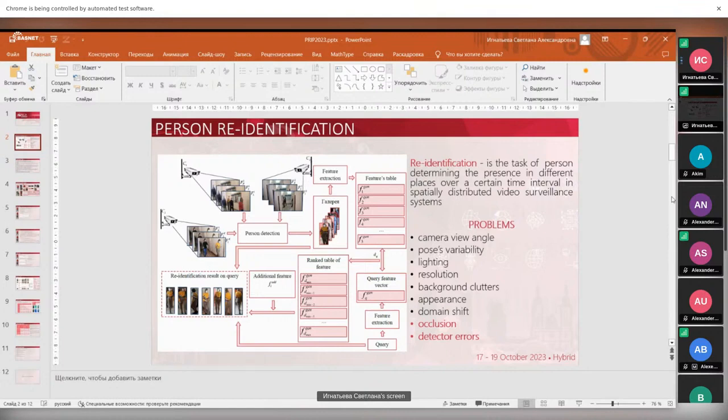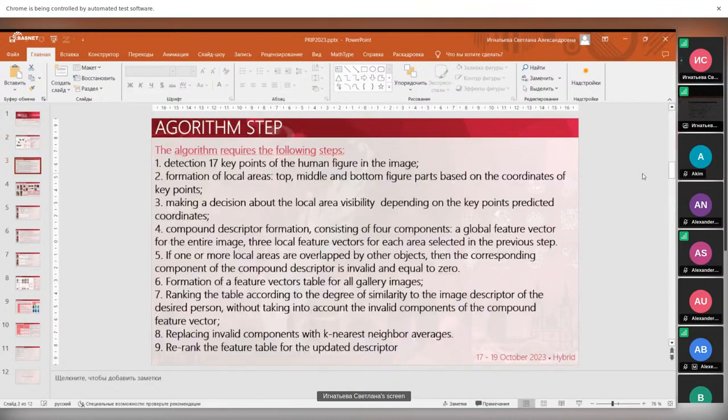Domain shift. This problem is due to the fact that video cameras can have similar resolutions but shoot at different times, with different degrees of illumination, and camera positions give different backgrounds. This is of great importance when working with datasets because each of them is a separate domain. Occlusions: persons in a video are moving and can often be obscured by other people or landscape elements. And detector errors: cases when a person is detected but is cropped. We propose an algorithm that aims to reduce the impact of the last two problems on the accuracy of identification.